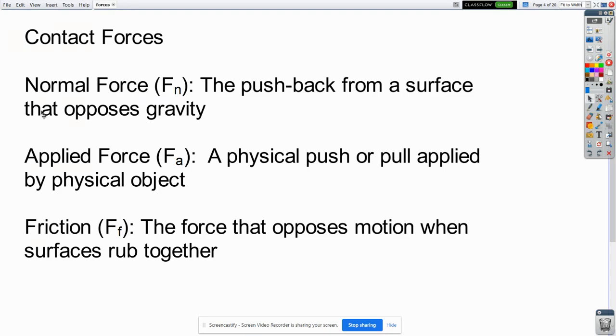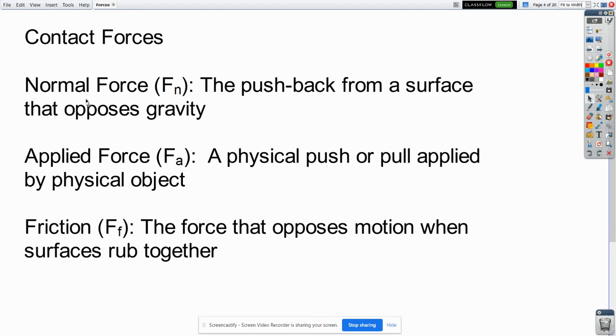Contact forces include normal force. This is one that you probably never talked about or heard of before. Normal force is the pushback from a surface that is opposing gravity. So as you sit there right now, you might have a computer sitting in front of you, and that computer is sitting on a table or a desk of some type. Well, gravity pulls down on that computer, and it's pretty normal for the table or desk to push back upward on that computer. It's that upward push that we refer to as the normal force.